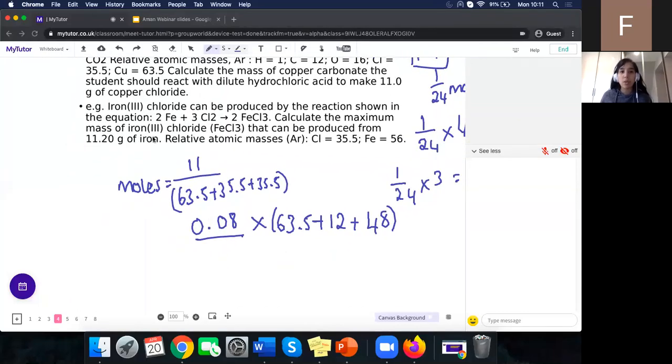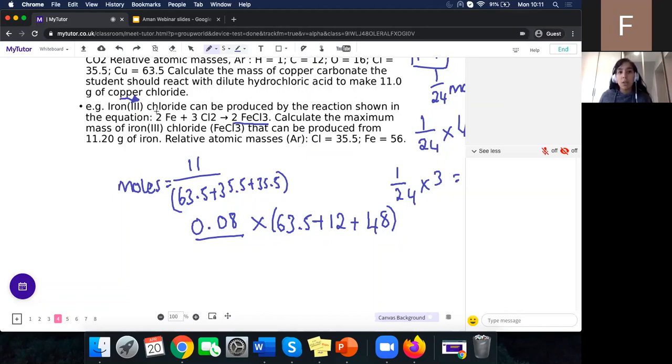Iron 3 chloride. So remember, this 3 is like last week we covered this. So transition metals can form different ions. This is saying that iron forms a 3+ ion in this case. So iron chloride can be produced by the reaction shown in this equation. So this is our iron chloride here. It's saying that we add iron and chlorine to form iron chloride. Calculate the maximum mass of iron chloride that can be produced from 11.2 grams of iron.